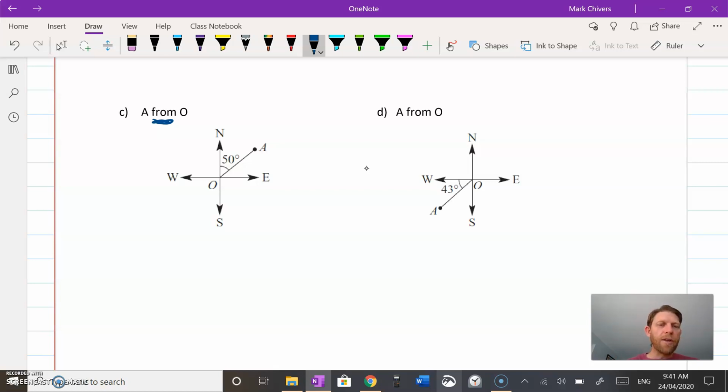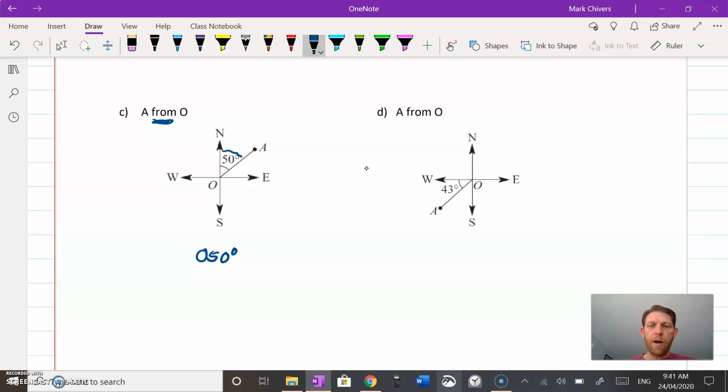For this one, we want to know the bearing of A from O. If we're from O, that means we're standing at O. So in this particular case, we're actually just interested in this angle here, and it's a given one. So that's going to be 050 degrees. Why is there a 0 in front? Because we're giving it as a true bearing.